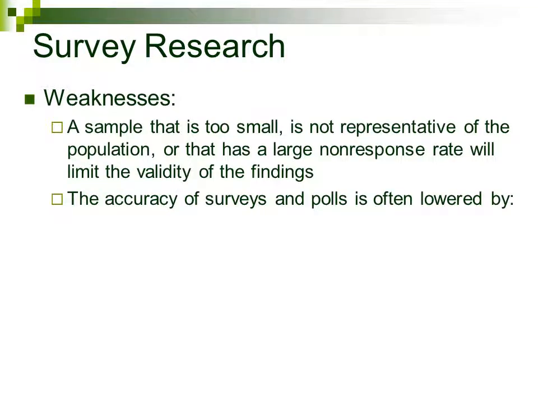Another weakness with survey research is that the accuracy of surveys and polls is often lowered by the following. So remember, the goal of the survey is to get an accurate impression of how people really feel about a topic. These are going to be some factors then that can bias people to respond in a certain way, and not how they actually feel about a topic or what they will likely do in the future. And so if these factors are present, the results won't be valid.